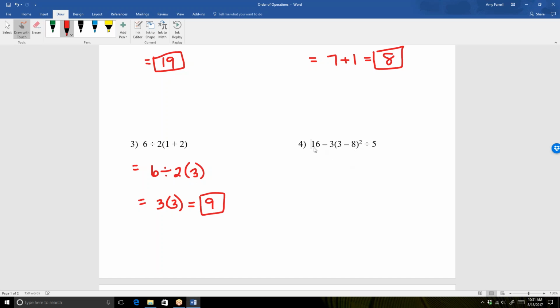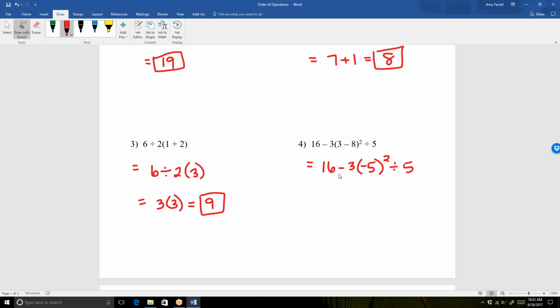Okay, let's look over here at number 4. So number 4, I have a set of parentheses. So I want to first take 3 minus 8. Sorry, got a little crazy there. All right, so I'm going to copy my 16 minus 3, and then 3 minus 8 is negative 5.